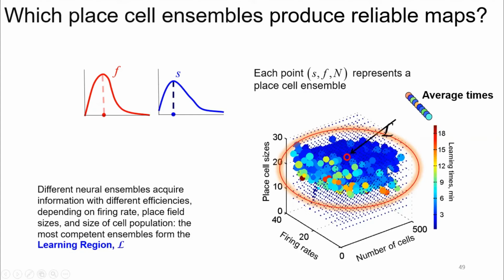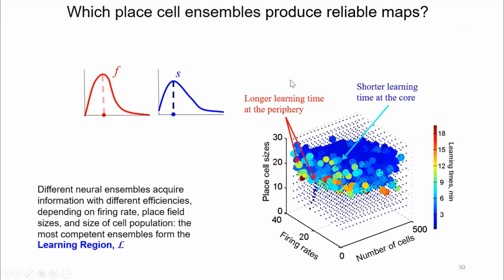When we run our computations, we simulate each map some 10 or 12 times, and then average the results. So every point here has a color, and the color corresponds to the mean learning time. And what you see happening is that longer learning times are sitting at the periphery, and shorter learning times are in the core.